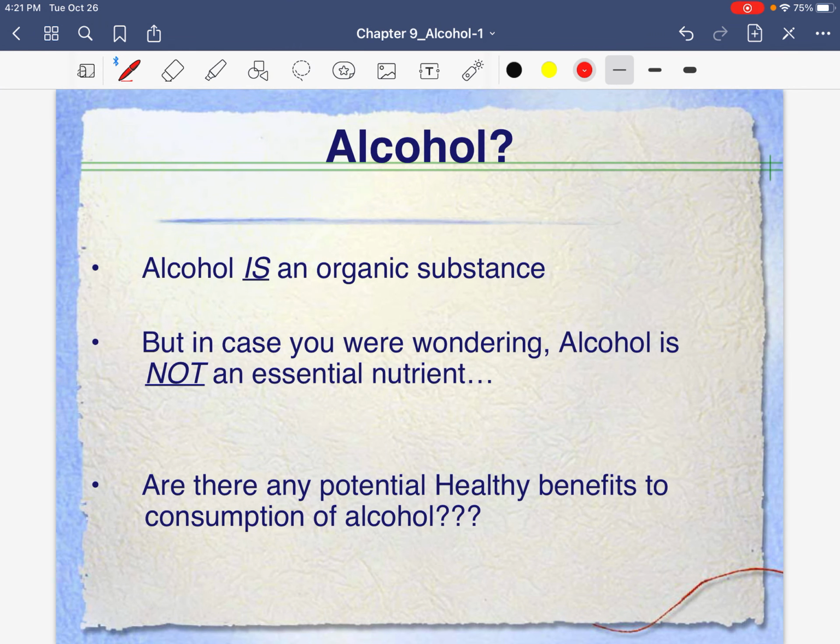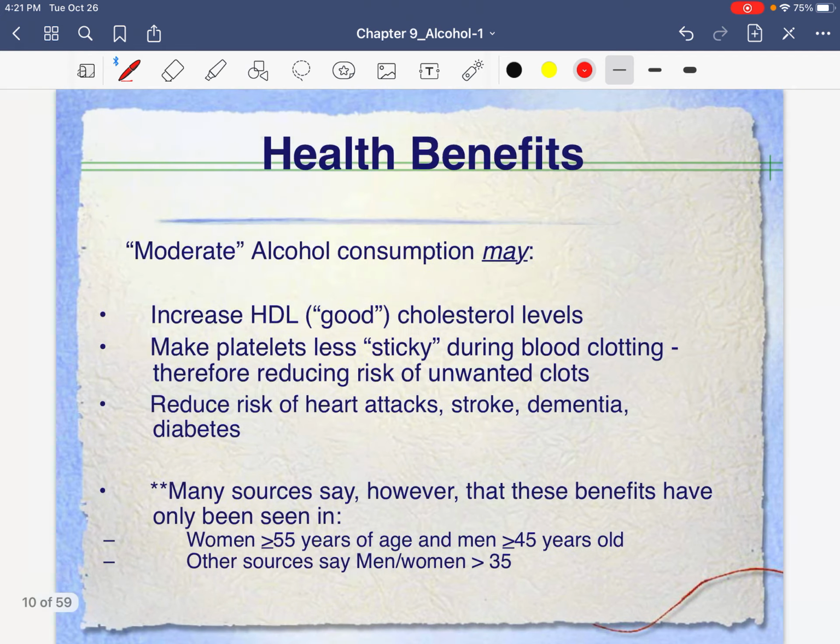Okay. Alcohol is an organic substance, which means that it contains carbon. If you remember, we talked about vitamins and minerals. Vitamins are organic, minerals are not. Well, alcohol is also organic, so we have to take some care with it. It can be fragile in some instances, but it is not an essential nutrient. Okay. Are there any potential health benefits, though?